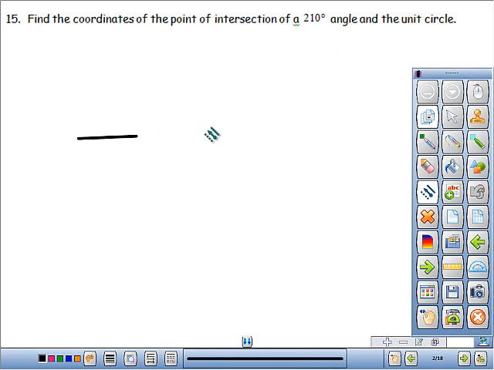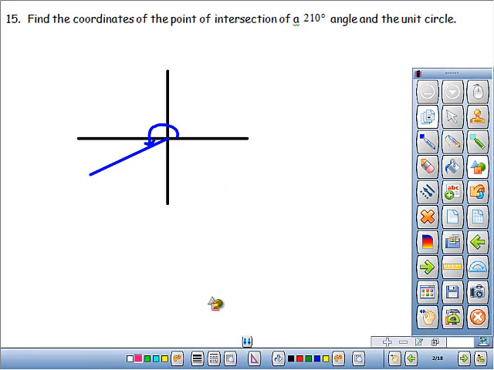So I'm going to draw my XY axis and the terminal side of my 210 degrees. Okay, this would be 180, and you go 30 more. So right here is your 210-degree angle. So where would this intersect the unit circle? This is what they're literally asking. I'll draw you a picture so you can see it.